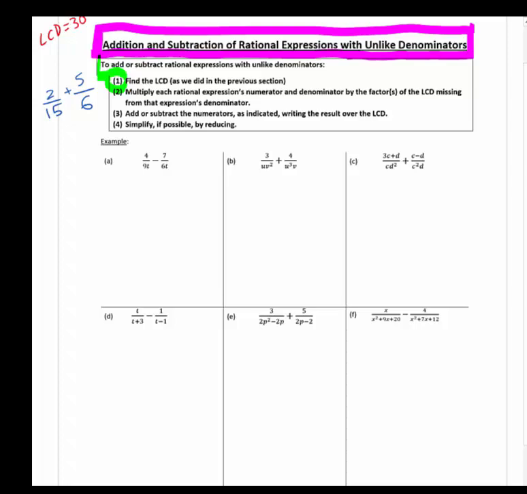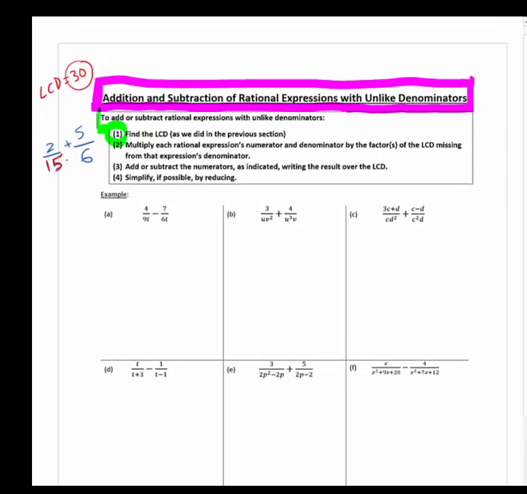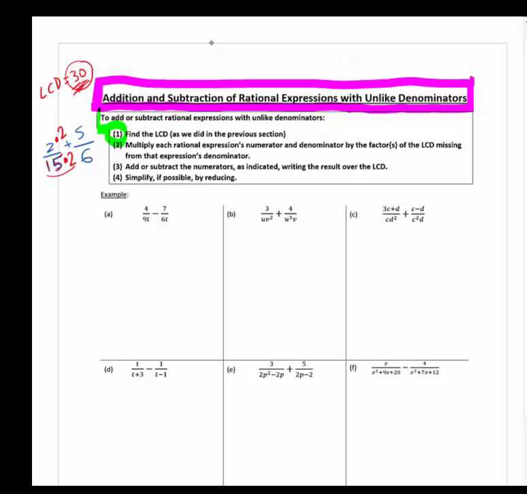Now we're on step 2, where you multiply the numerator and the denominator of each fraction by the factors of the least common denominator missing from that expression's denominator. 15 is made up of 3 times 5, and you want to build it up to 30. What is it missing that 30 has? It's missing a 2. If we multiply it by 2, it has the denominator I want. So what is your denominator missing that the least common denominator has? You multiply by it to make sure your common denominator is that.